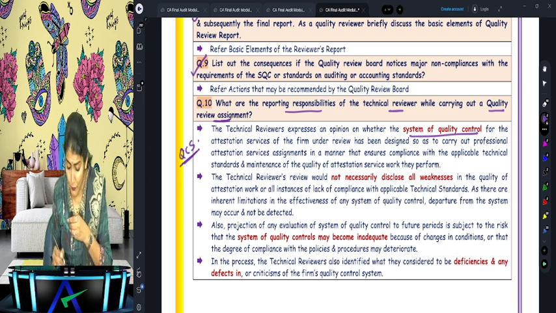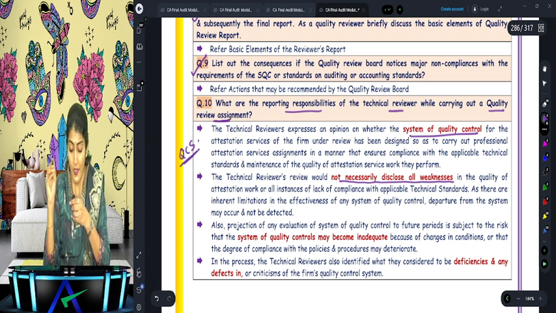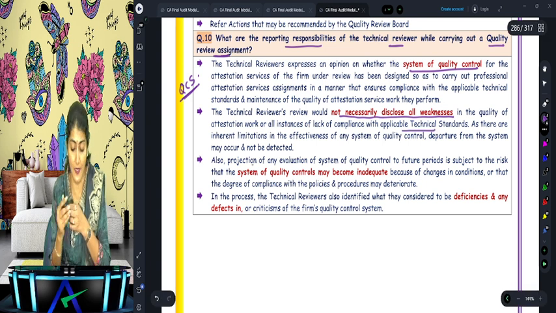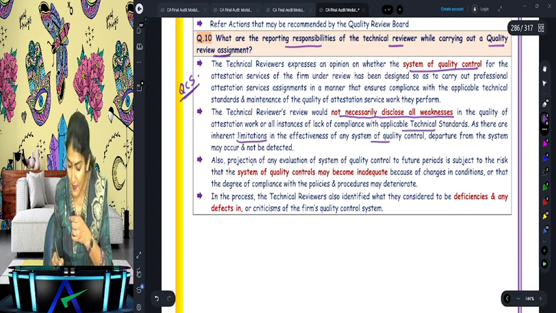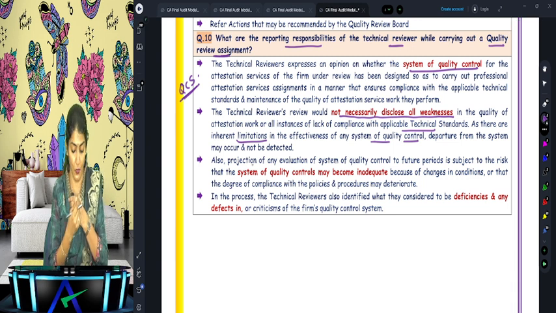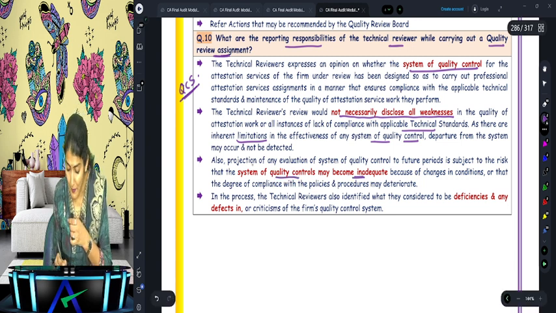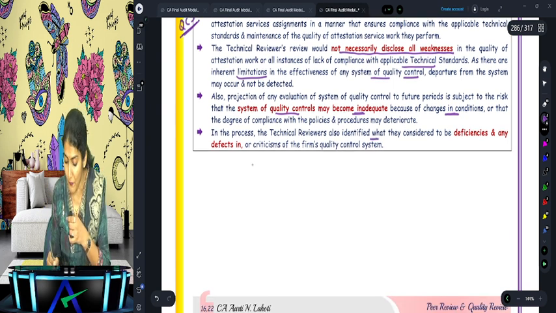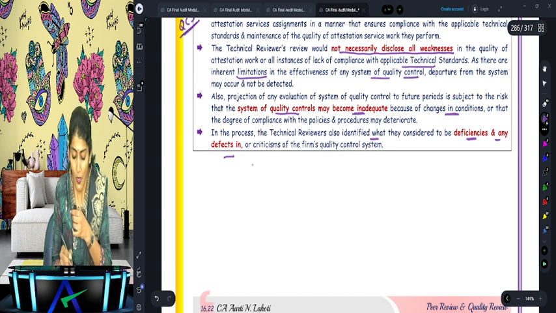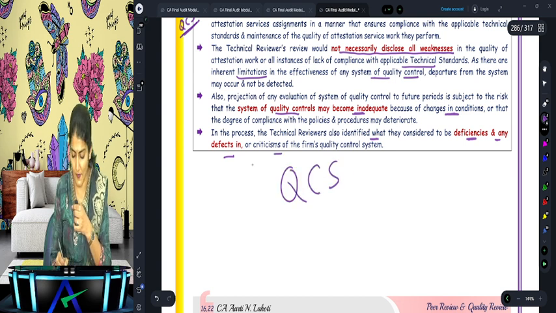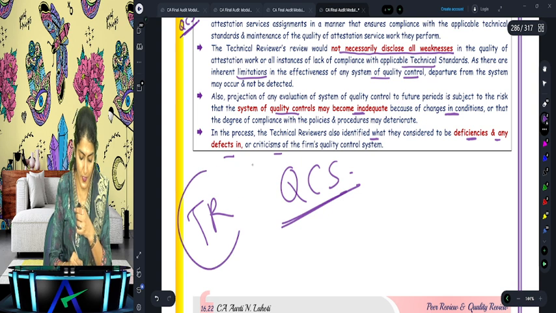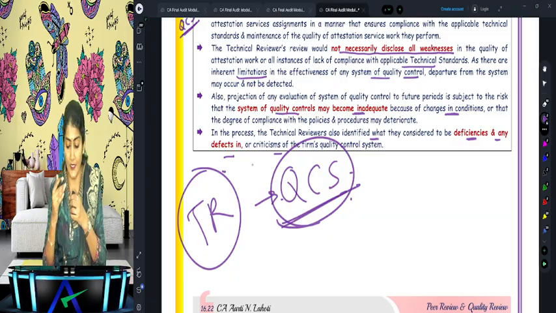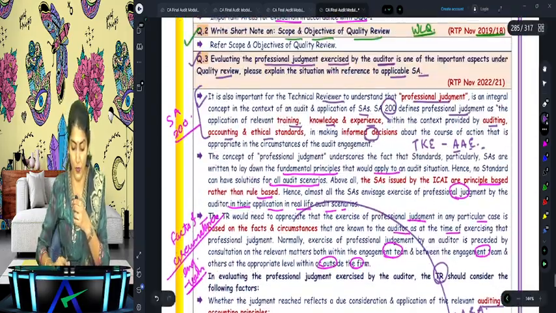So what does it say? Technical reviewer's review would not necessarily disclose all the weaknesses in the quality of the attestation work, for example, instances of lack of compliance with the technical standards. There are inherent limitations in the effectiveness of the system of quality control also. And a system of quality control may become inadequate because of changes in the conditions. And the technical reviewer also identifies what they consider to be deficiencies and defects or criticism of the firm's quality control system. So basically, what is the technical reviewer commenting upon? He is commenting upon the quality control system of the CA firm.